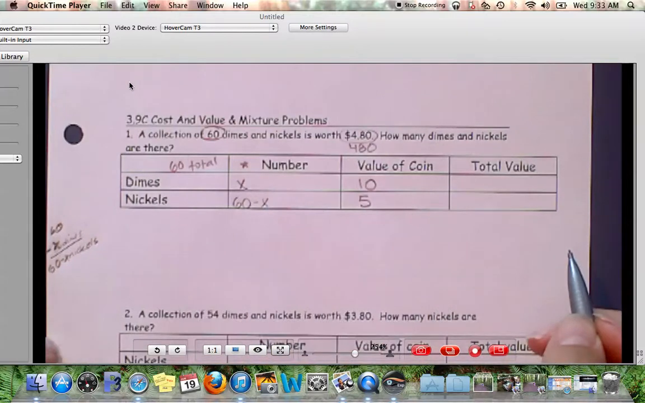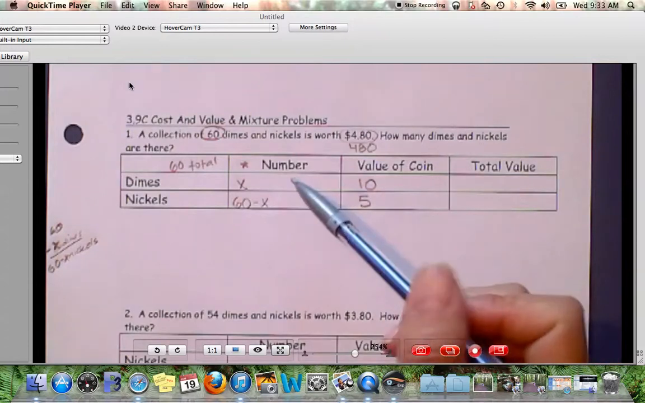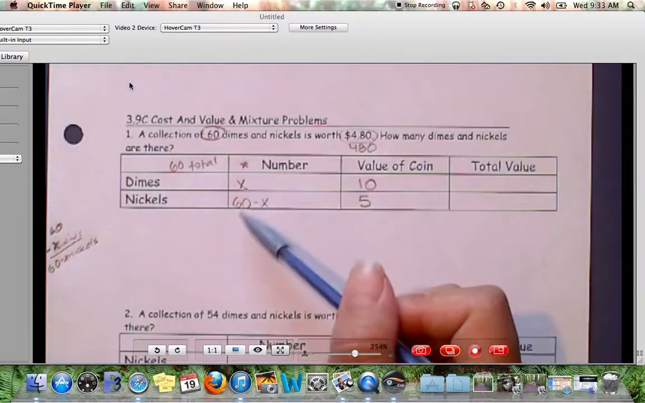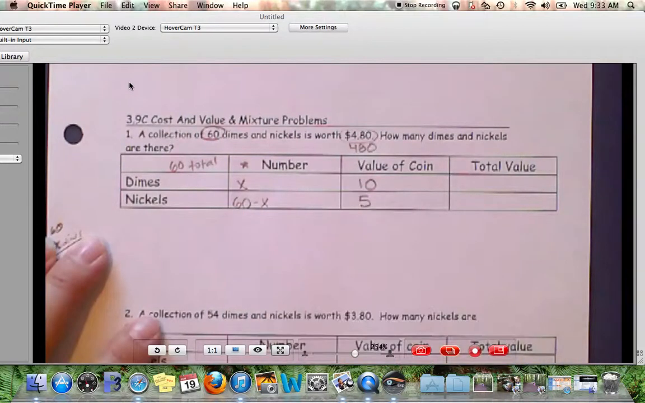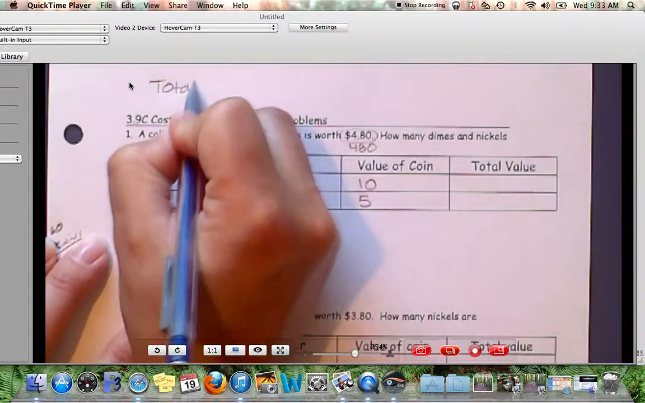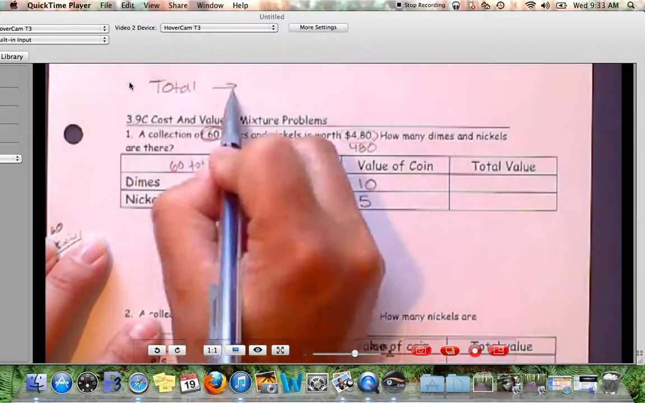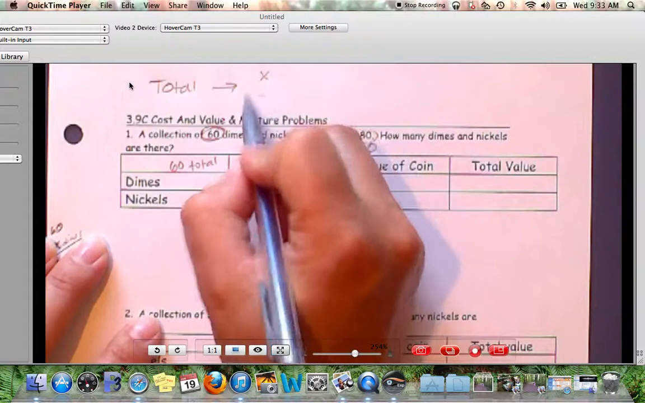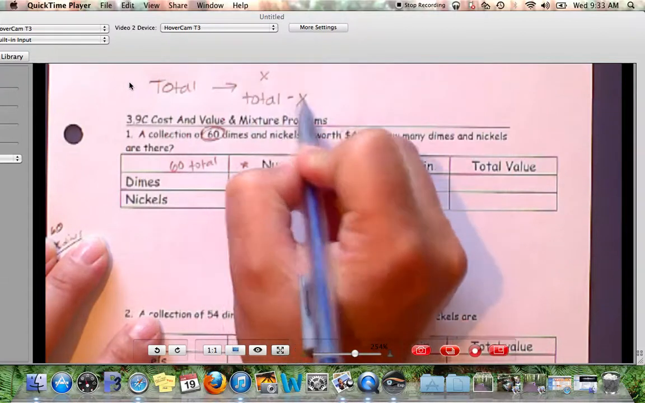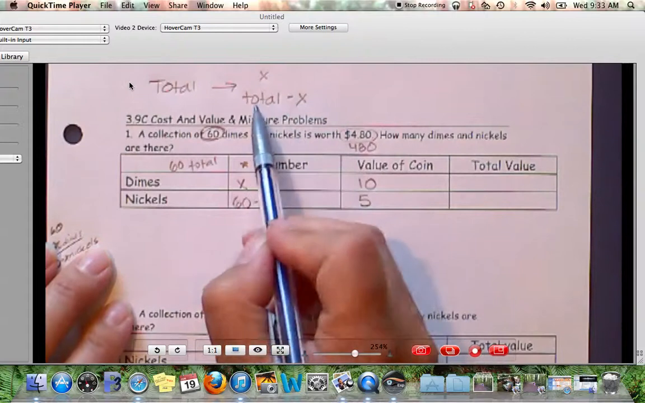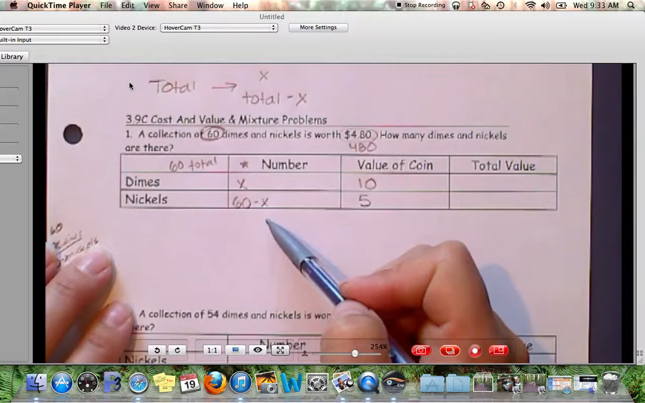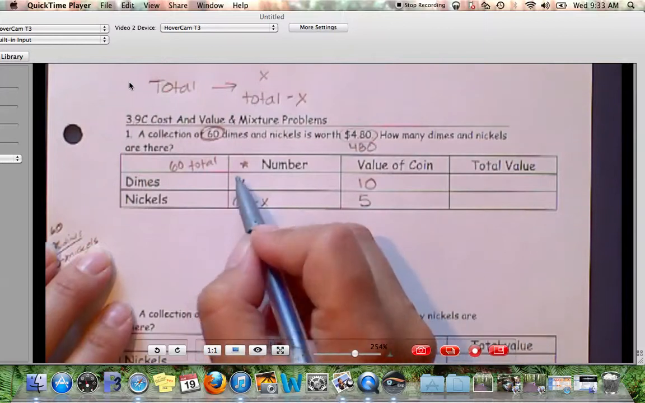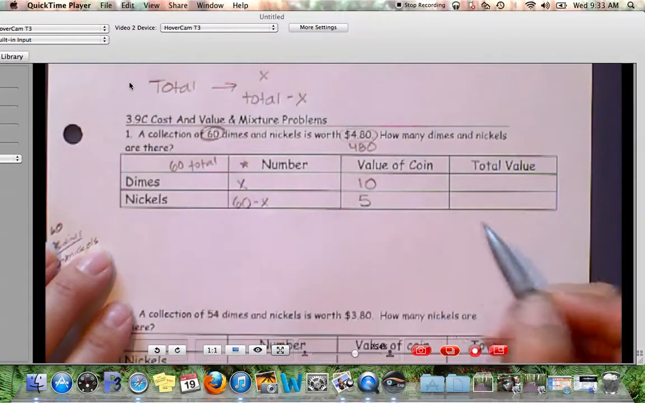Okay? So anytime in any word problem when all you know is the total of something, you can give one of them a variable and the other one the total minus that variable. So if you know a total like 60, then you call one of them X and one of them the total minus X. Now you have to make sure you use the total first. Otherwise, if you do X minus the total, you end up with a negative answer. You need to take the total 60, subtract the dimes, and be left with how many nickels you have.